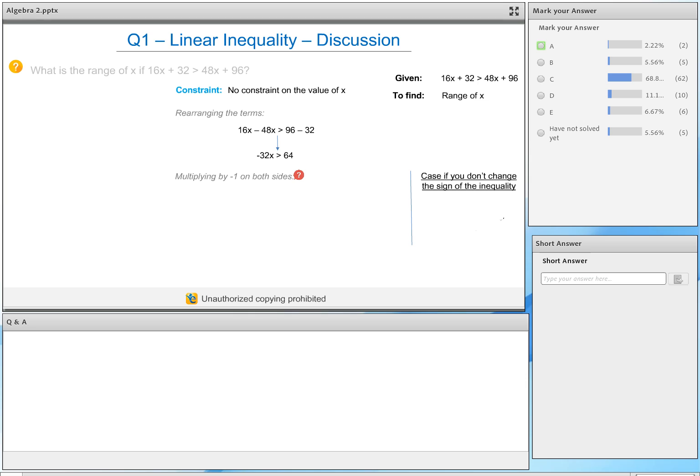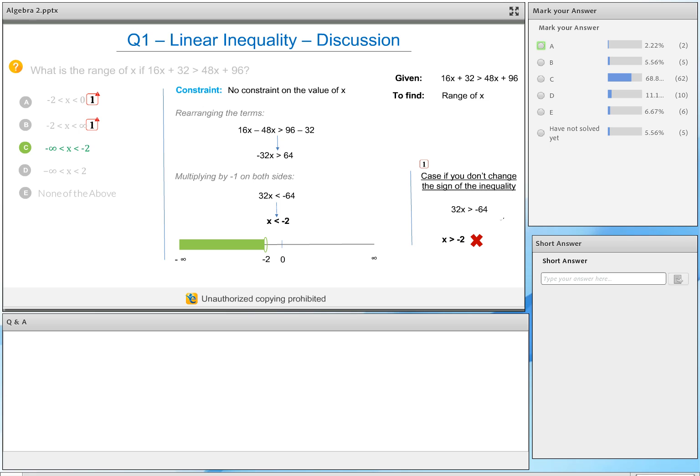We multiply minus 1 on both sides. We have to change the sign of inequality. If you don't end up changing the sign of inequality, you will select choices A or B. Okay, so the correct answer is x is less than minus 2. So the choice C is the correct answer. Again, minus 2 is not included. So, all right. For those of you who selected choices A and B, you did not change the sign of inequality.